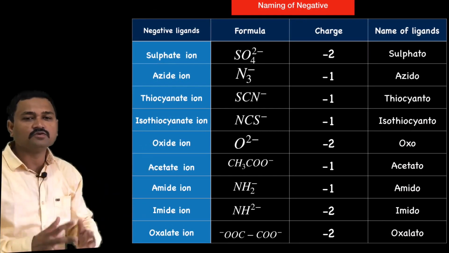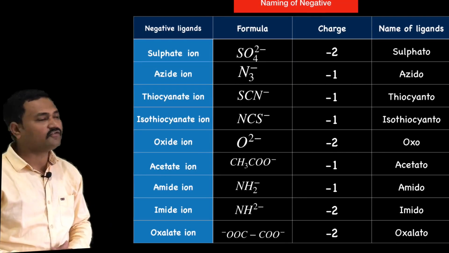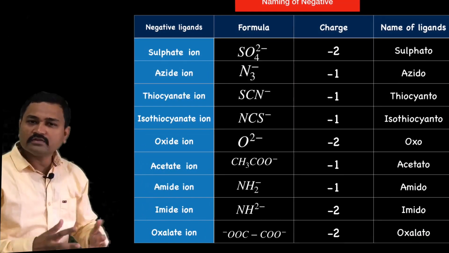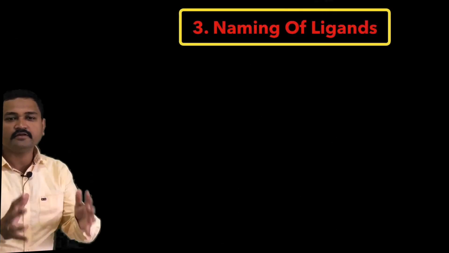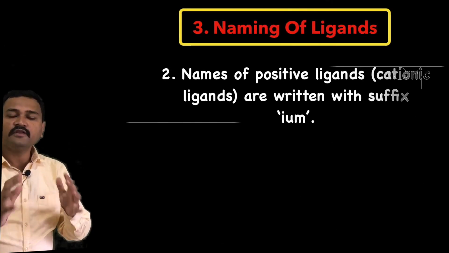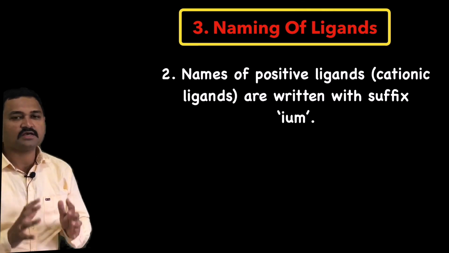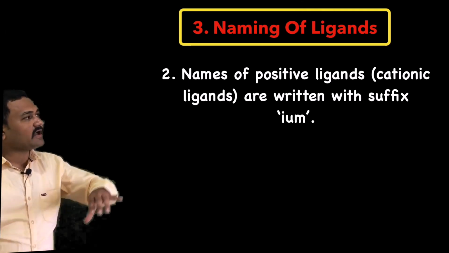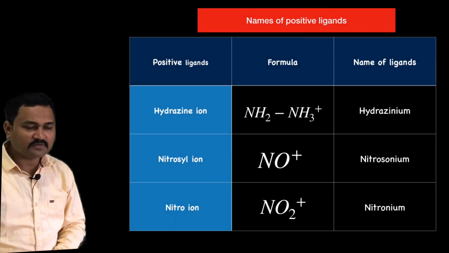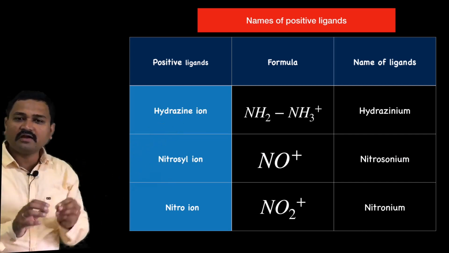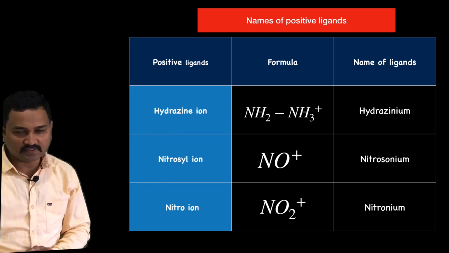So this will be very useful. Here I have taken approximately the 20 different negatively charged ligands along with their names. Now the point number 2 in the rule number 3. The names of positive ligands always end with the suffix -ium. So here again I have shown the table in which I have taken 3 different examples. So I request you to kindly write down these examples. So that is our point number 2.